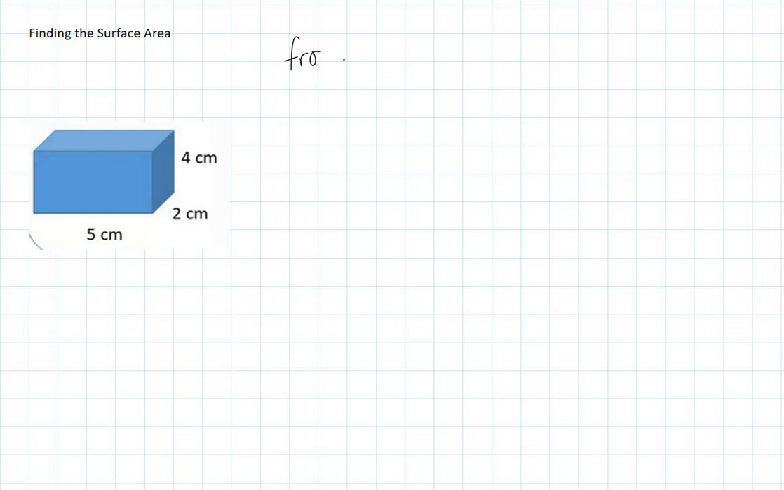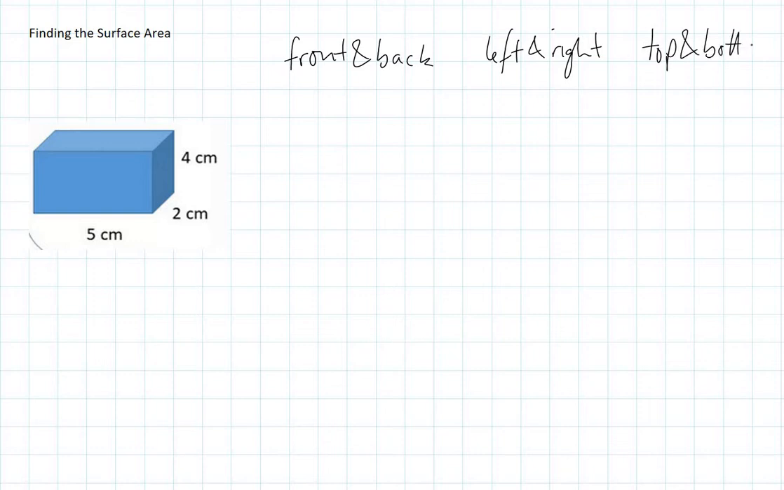Okay, we've got the front and back, and they're both the same. We've got like the left and right sides, and we've got the top and bottom. Okay, and all we're going to do is work out the area of all of them and then add them all together. Okay, so the front, you can see that's 5 by 4.